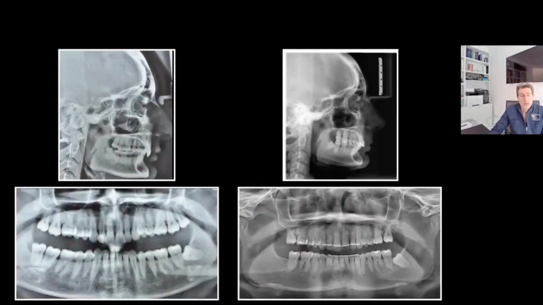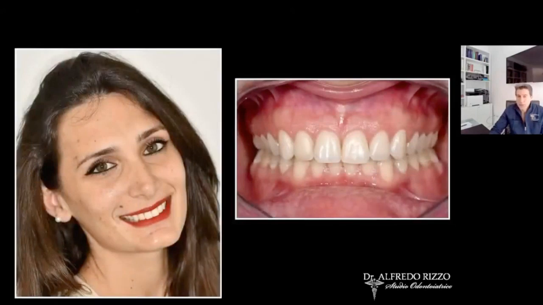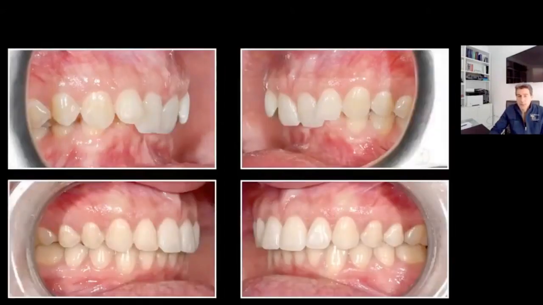Here we can compare the x-rays before and after the treatment. We see the inclination of the lower incisors, and we see that we have achieved everything thanks to the dentoalveolar movement, even though it was a surgical case to begin with. But we couldn't have achieved more than what we have done. Aesthetics and functions are both considered well.